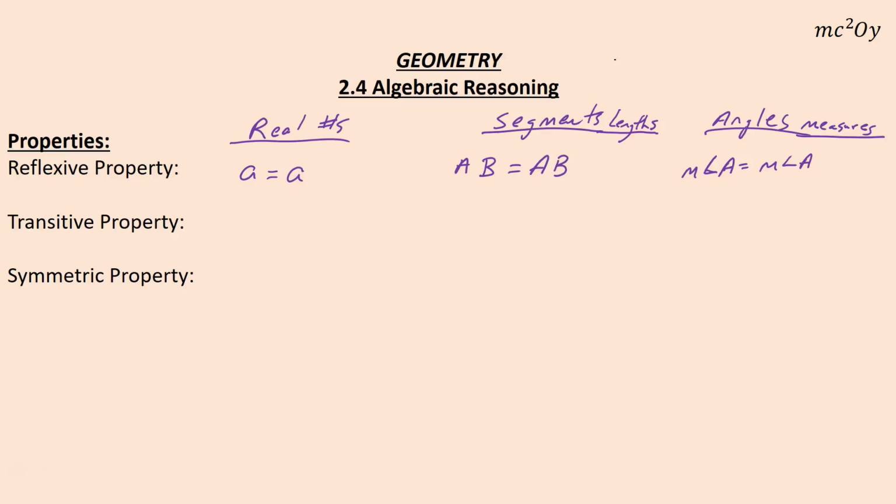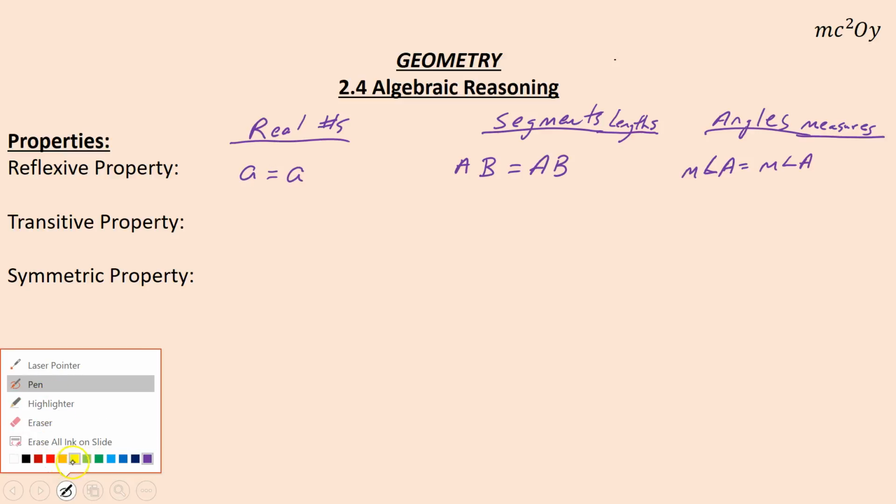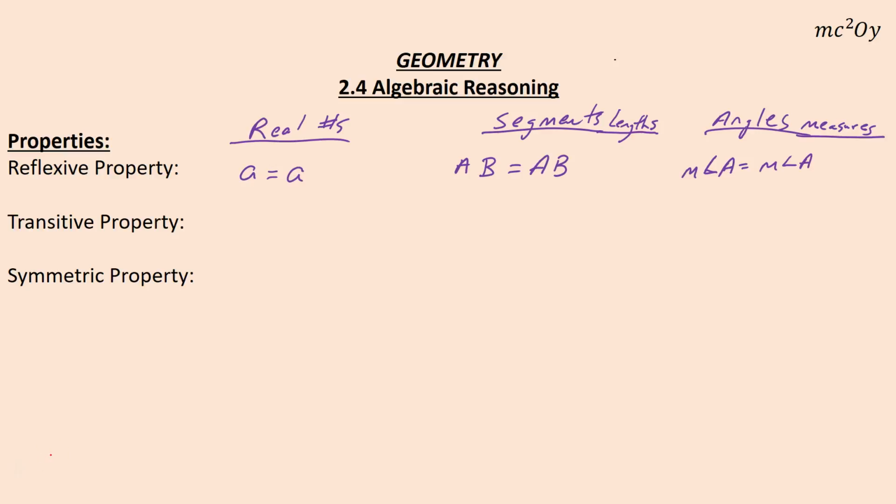The transitive property and the symmetric property. Transitive property is a little more intense. Transitive property says, and let me switch colors here. Let's go with there. So transitive property says if A equals B and B equals C, then A equals C. And some of you will look at that and go, whoa, that's like the law of syllogism. And it really is. I mean, these two pieces are the same, therefore A equals C.